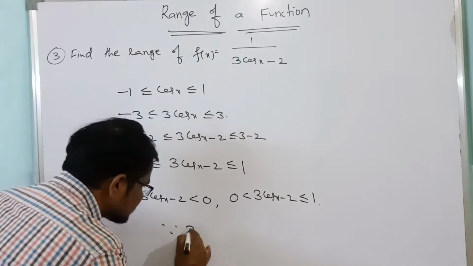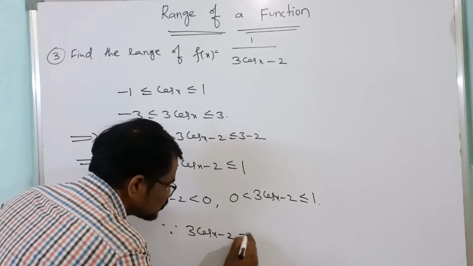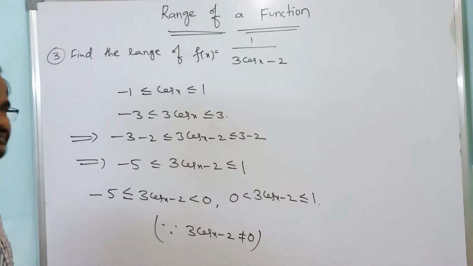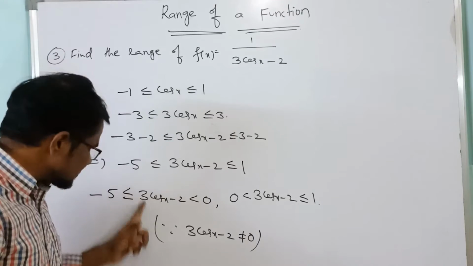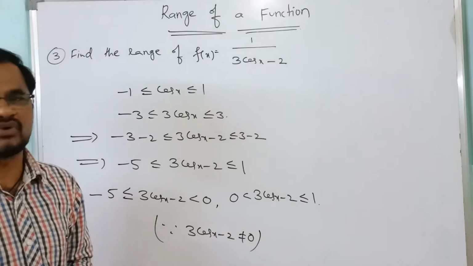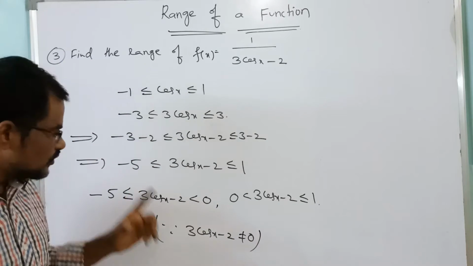What is the reason? 3 cos x minus 2 not equal to 0. So that's why we have to avoid that one. Now for this one and this one we have to take the reciprocal. So how to take the reciprocal?